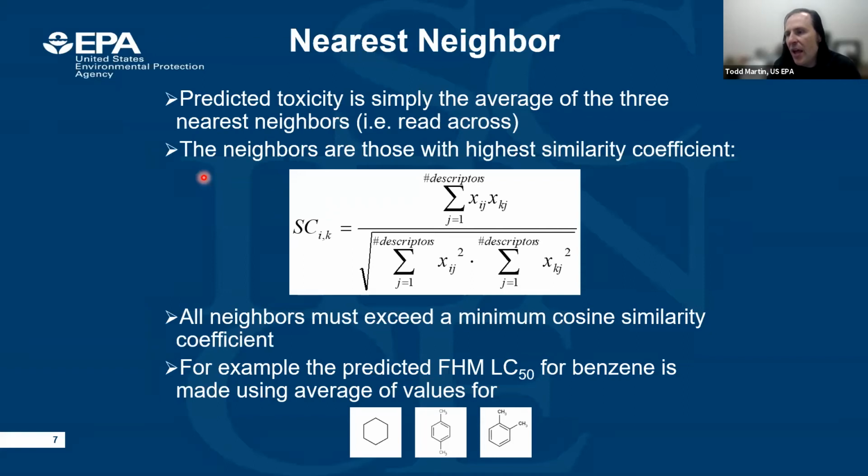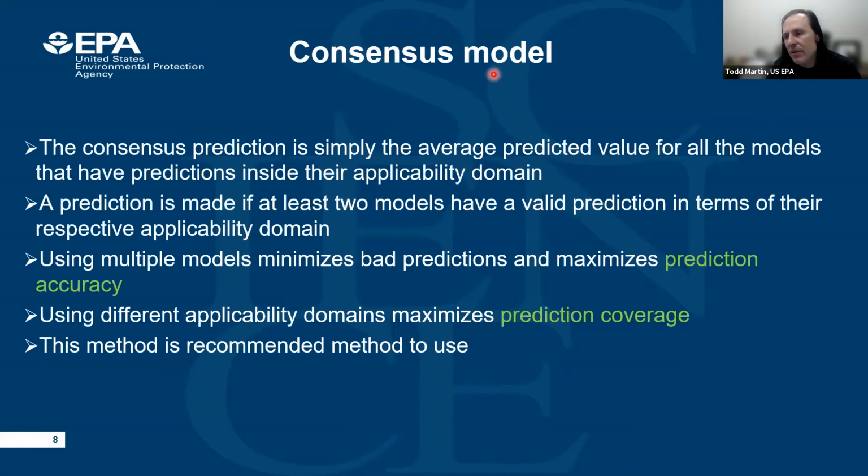And then finally, the consensus model basically takes all the models in the previous slides that I showed you and just takes a straight up average. What that ends up doing is dampening out any really bad predictions. And it only makes a prediction if at least 2 of the models have a valid prediction.